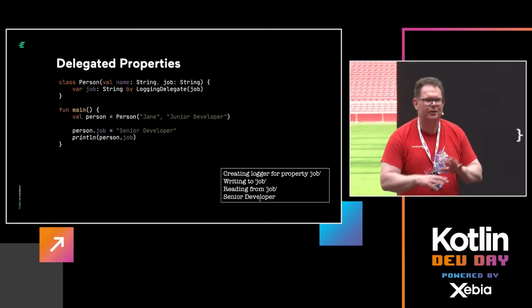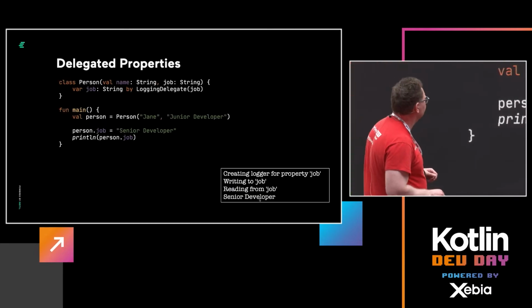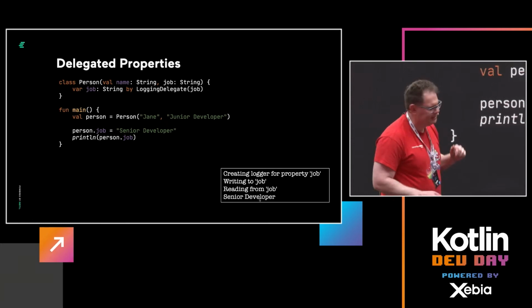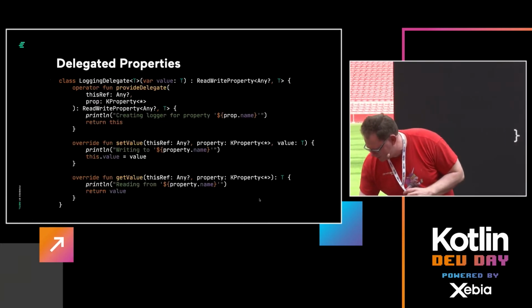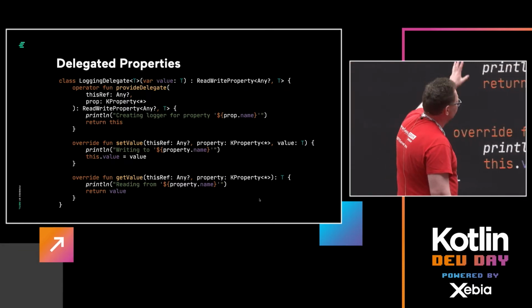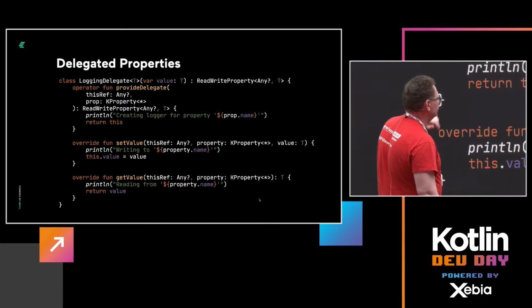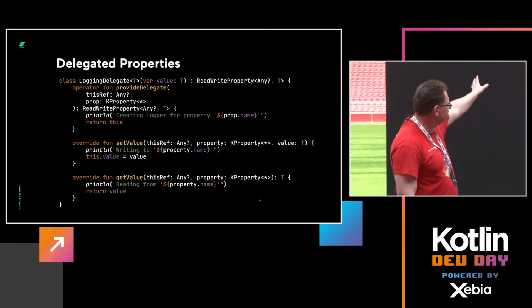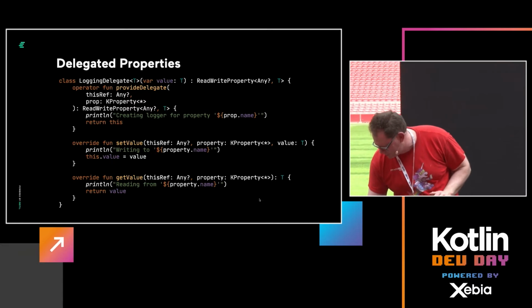This has come up in an awful lot of talks that we've seen so far. So we have the idea again of a person, and a person has a job, and the job is of type string, but we're going to implement it using a logging delegate. And what on earth is that? Well, if we had time, we could go through the implementation in detail, but it's just this thing here, which extends read-write property, and it's going to log whenever we try and access the person's job.